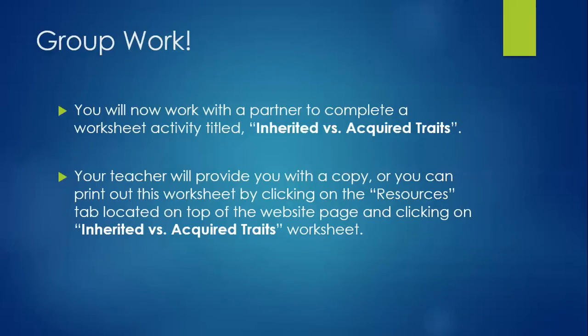Group work. Now that we've seen lesson 1, 2, and 3, it's time to put your knowledge into action. You will now work with a partner to complete a worksheet activity titled Inherited versus Acquired Traits. Your teacher will provide you with a copy, or you can print out this worksheet by clicking on the Resources tab located on the top of the website once you exit this video. By clicking on the Inherited and Acquired Traits worksheet, you're going to print it out and you may work with your partner.